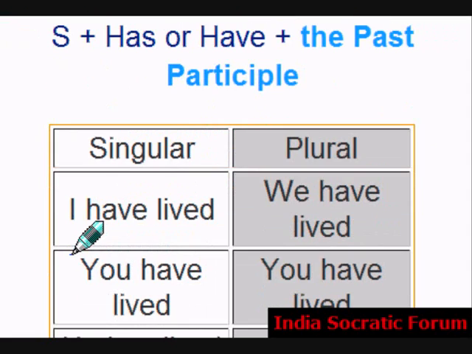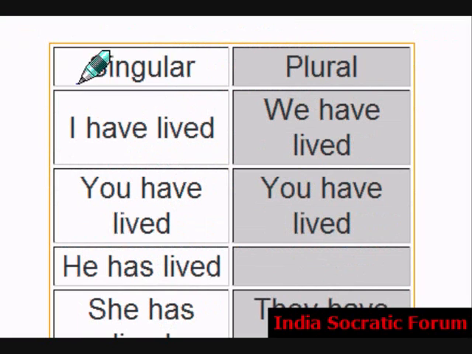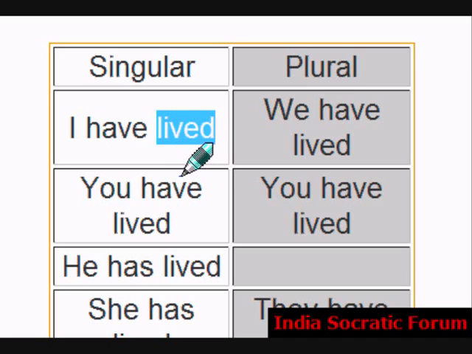There are two forms, singular, plural form. Let's try some singular form. I, the subject, have is the supporting verb, lived is the main verb. Right? Lived is the past participle of live. Live, lived, lived. This is a regular verb. This is not an irregular verb.